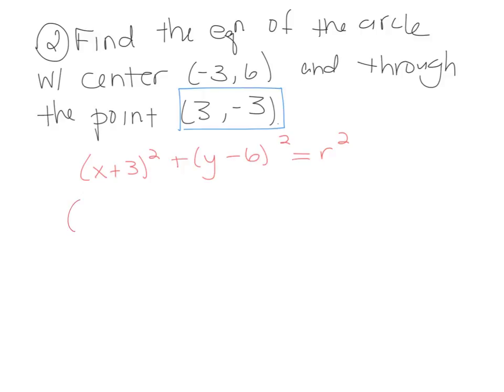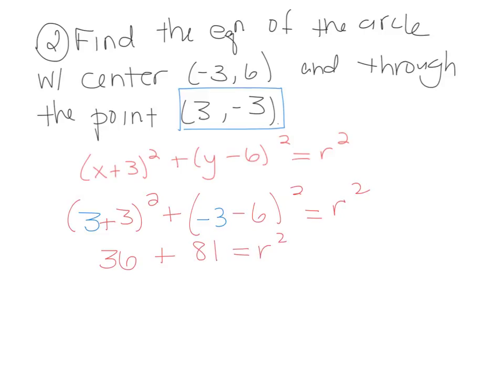So now I'm going to have 3 in for x: (3 plus 3) quantity squared plus (negative 3 minus 6) quantity squared equaling my radius squared. Essentially, this is the distance formula. Think about how we came up with our formula. It was derived from the distance formula, so either way is fine. 6 squared, so 36, plus negative 9 squared, or 81, equaling our r squared, and r squared now equals 117.